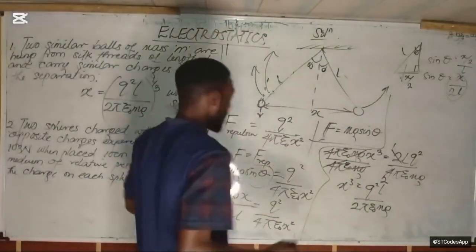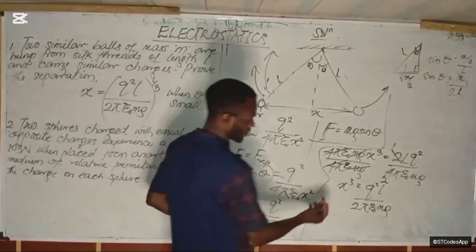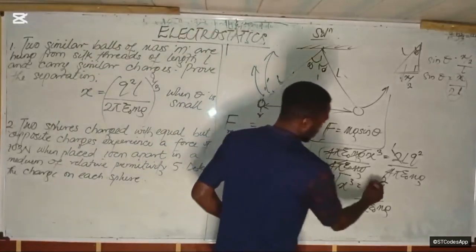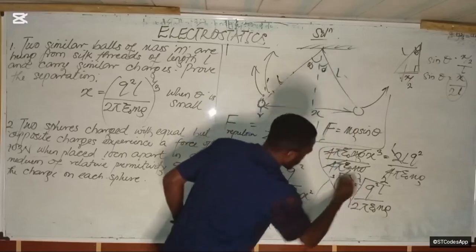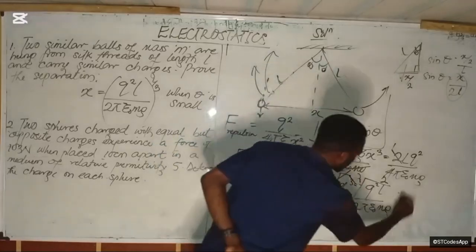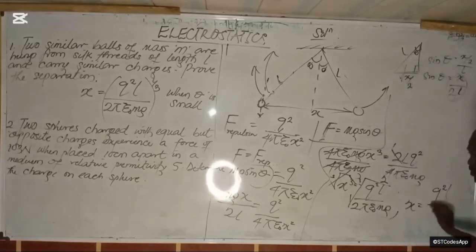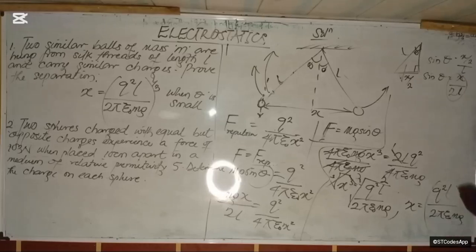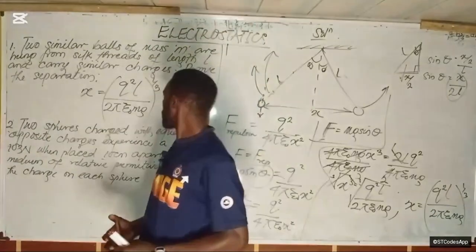Then to make x the subject of the formula, you take the cube root of both sides. The cube power will cancel the cube root, and x will be equal to q squared L over 2 pi epsilon naught mg, all raised to power 1 over 3, which is the cube root. All right, so that is the proof for this one. And I hope that is clear.